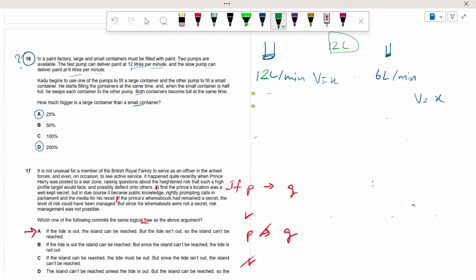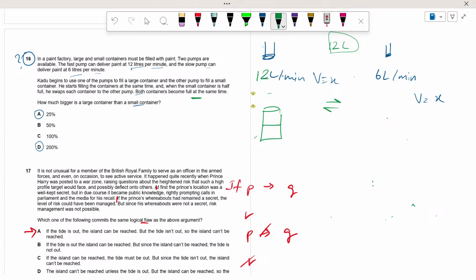Kadu fills them at the same time, but when the smaller one is filled half, he swaps them, and then continues until they're both full at the same time. It happens at the same time.